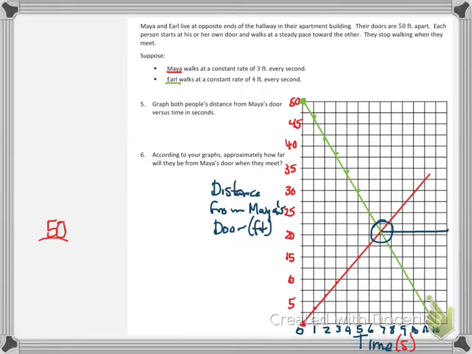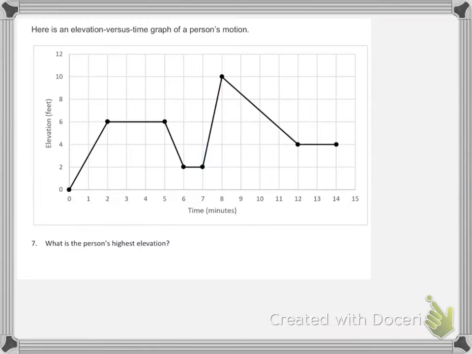So that's about times 7. And height, I don't know, 21, something like that. Okay? And remember, the graph is going to get us close. After 7 seconds, they're both going to be about 21 feet away from Maya's door. And that's this graph, okay?